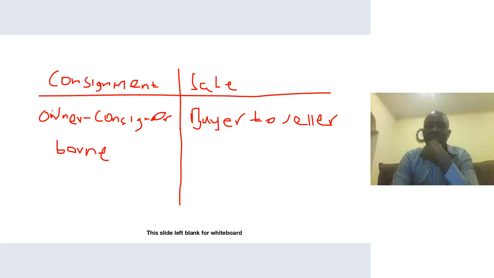So those are the four grounds in which a consignment and a sale are different. Unless there is any question up to that point. If there is a question, you can unmute your microphone, or you can write the question on the public chat so that I'm able to respond to it. I'm waiting for questions.